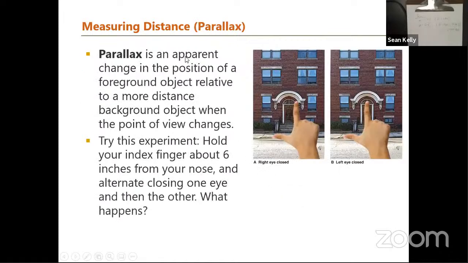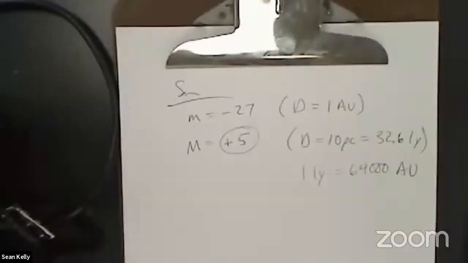So here is a concept you need to learn about. It's called parallax. I'm actually going to stop the screen and look at you. I've actually done this with you before, but I want to just remind you how it works.